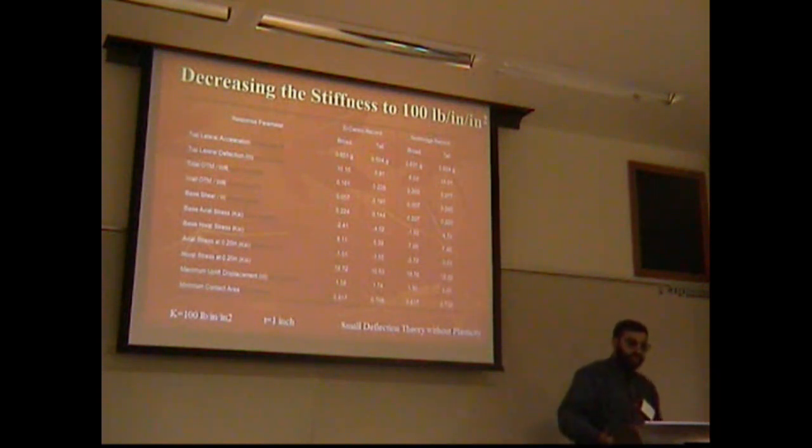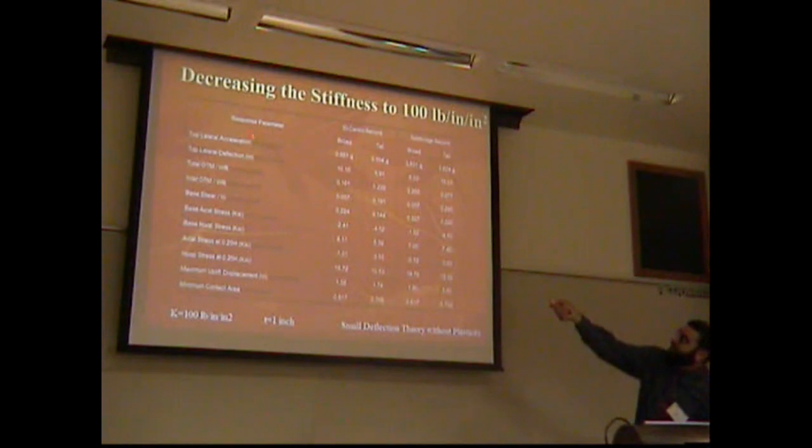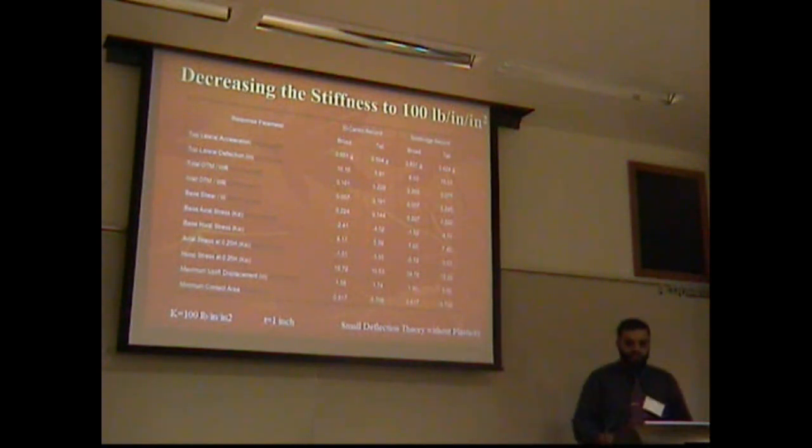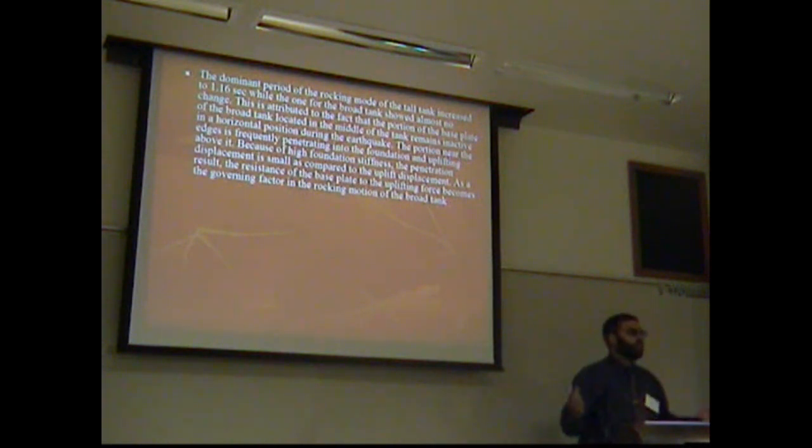We notice lots of parameters changed. Some parameters increased and some parameters decreased. So what do I want to say out of this? What I want to say is the following. When I decrease the stiffness, what happens? The rocking period right here, the rocking mode of the tall tank, the period increased, but the broad tank showed almost no change. The rocking period for the tall tank increased, for the broad tank no change.